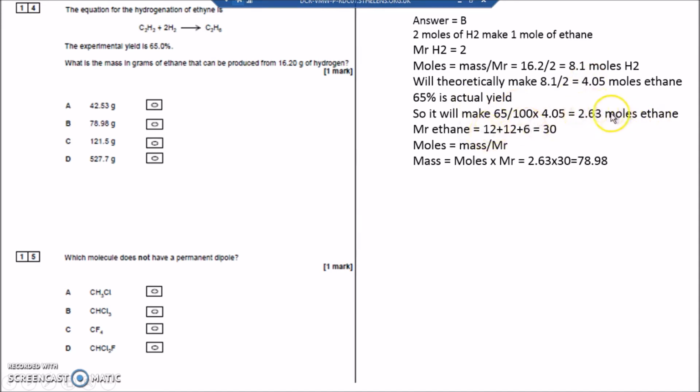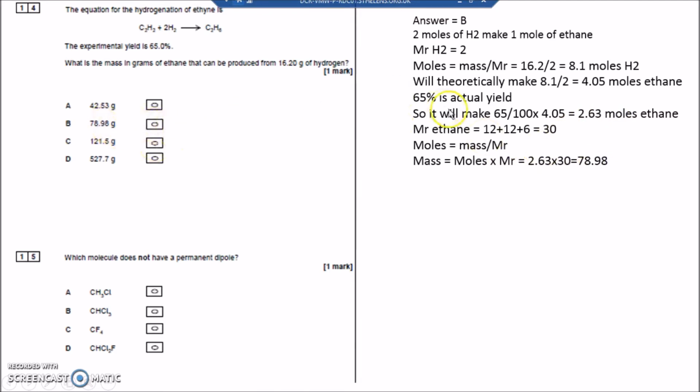Now I've got the number of moles of ethane that I actually make. I know its MR, 2 multiplied by 14 for the carbons, and 6 multiplied by 1 for the hydrogens, is 30, and so moles equals mass divided by MR, so mass equals moles multiplied by MR, 2.63 multiplied by 30, 78.98 grams.